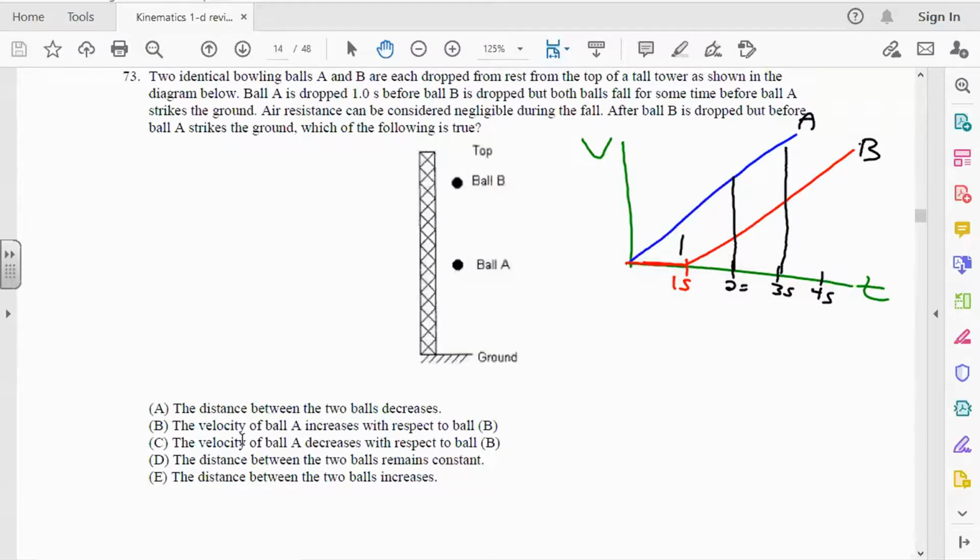Then the velocity of ball A decreases with respect to ball B. Well, we just answered that. They're always going to be the same velocity difference between them, so it can't be C.